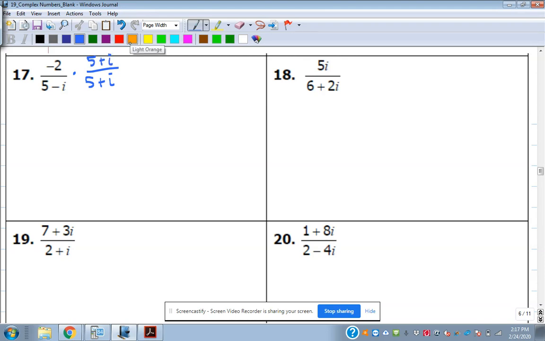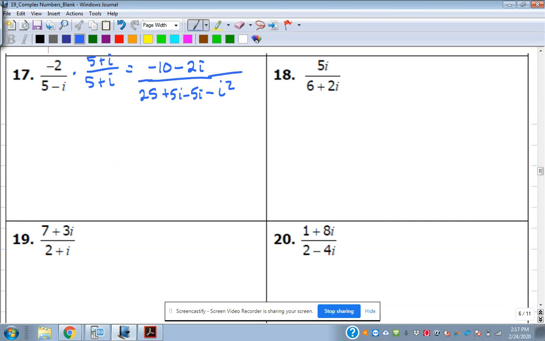The reason I multiply by 5 plus i on bottom and top is because 5 plus i divided by 5 plus i is 1, and multiplying by 1 doesn't change the value. It's just going to change the way it looks. Okay? So, distributive property up top, negative 10 minus 2i. On the bottom, it's distributive property twice. 5 times 5 is 25. 5 times i is positive 5i. Negative i times 5 is negative 5i. Negative i times positive i is negative i squared.